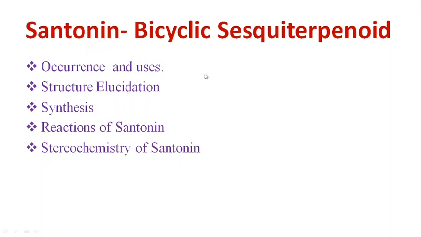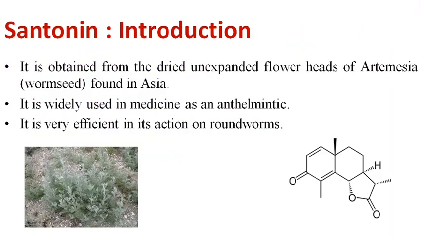Hello and welcome again to the next lecture on terpenoids. Today we will discuss a bicyclic sesquiterpenoid. The name is Santonin. We will discuss its occurrence and uses, structure elucidation, synthesis, reactions of Santonin, and finally the stereochemistry of Santonin, which is very important.